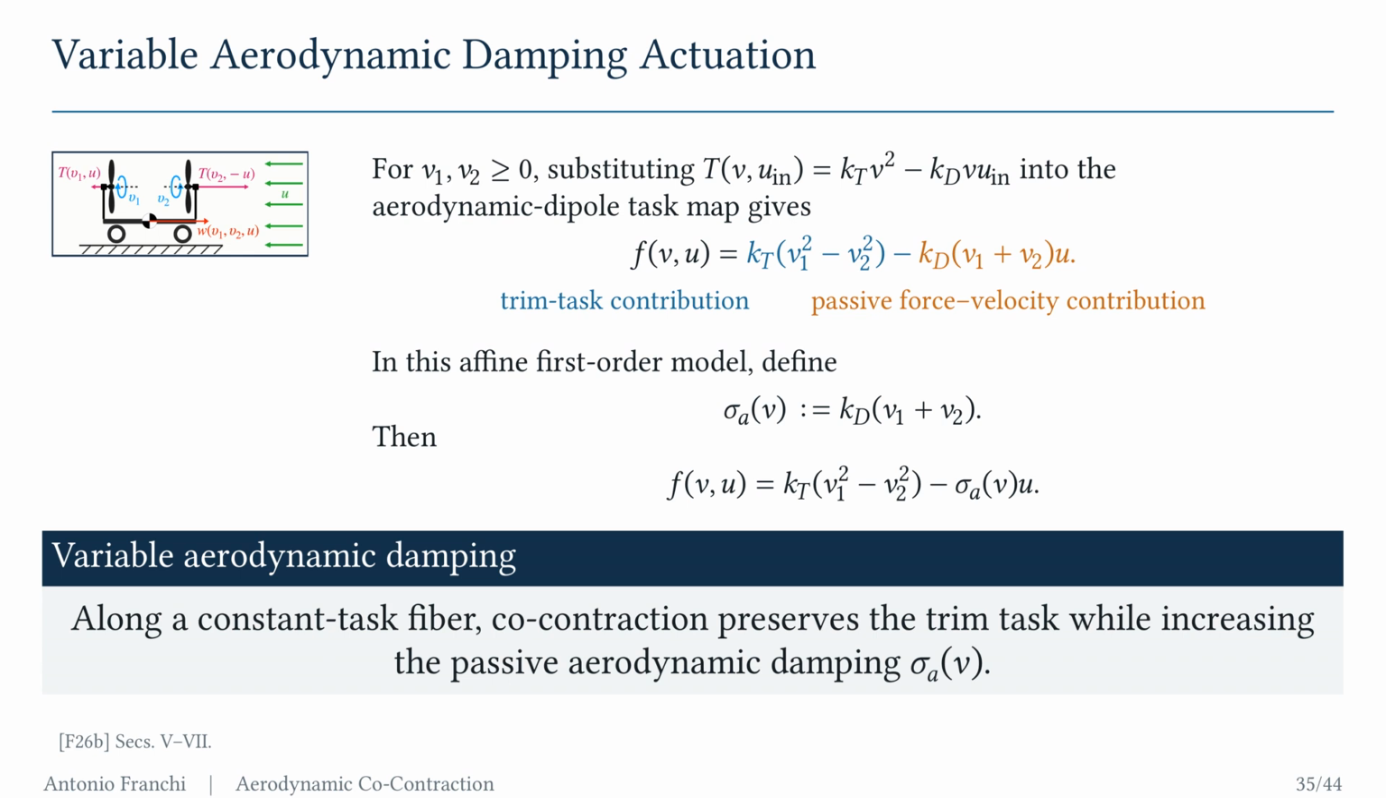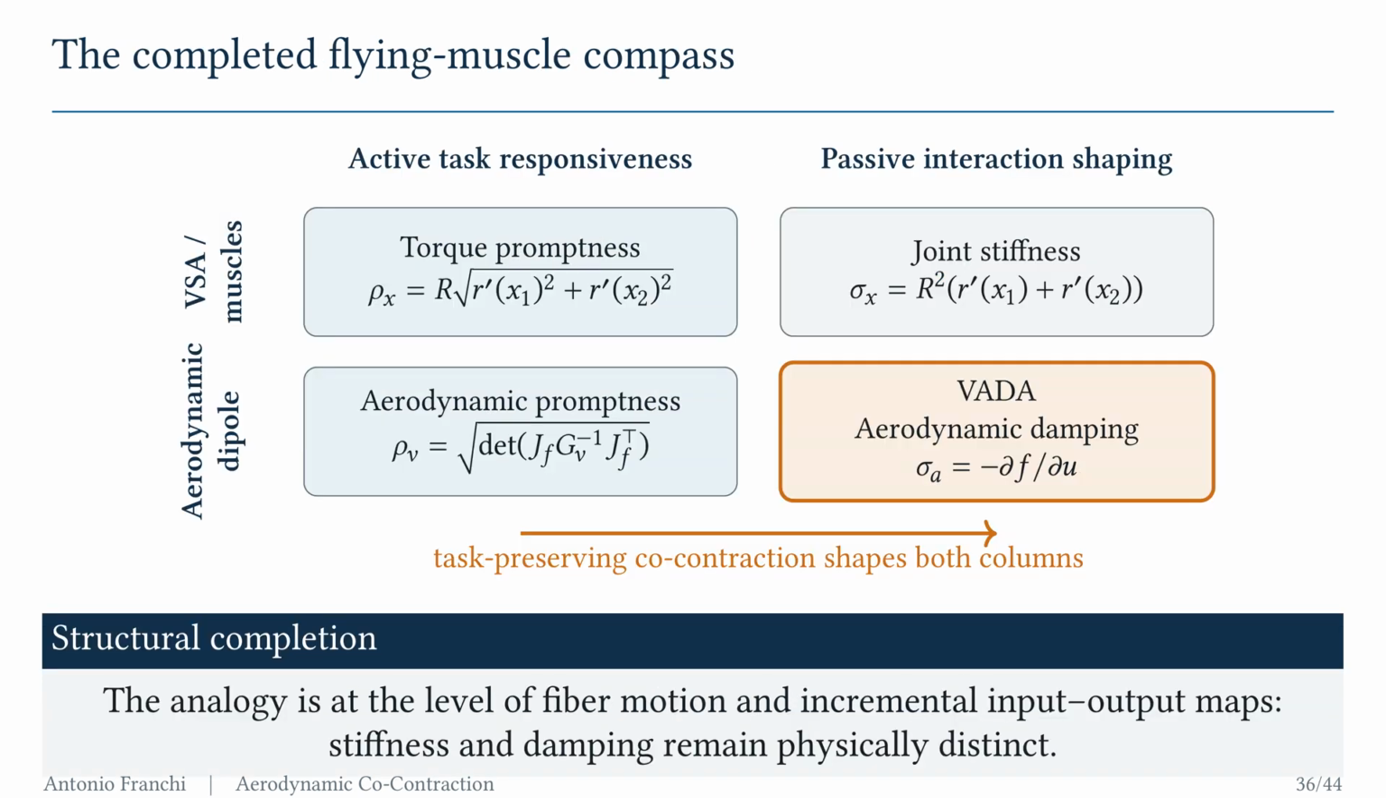Along a constant task fiber, co-contraction preserves the difference of squares while increasing the speed sum. This is variable aerodynamic damping actuation. The 4-cell compass is now complete.